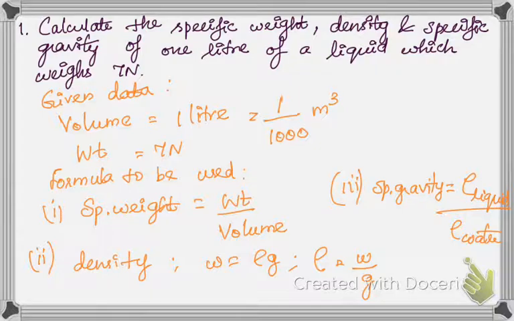Here, the formula for density is mass by volume, but the value of mass is not given in the problem. Instead, we can easily determine the specific weight, and from the specific weight we can get the value of density. So we are going to do it now.